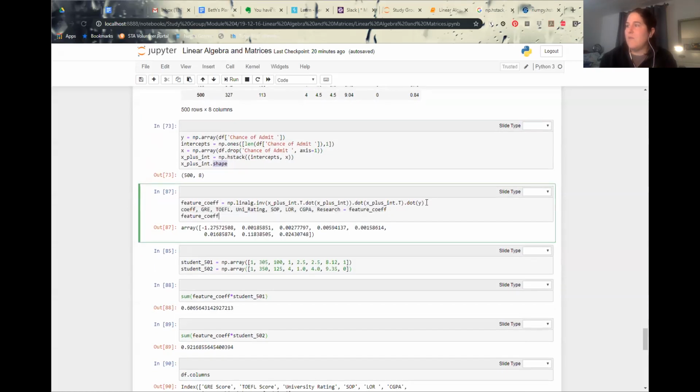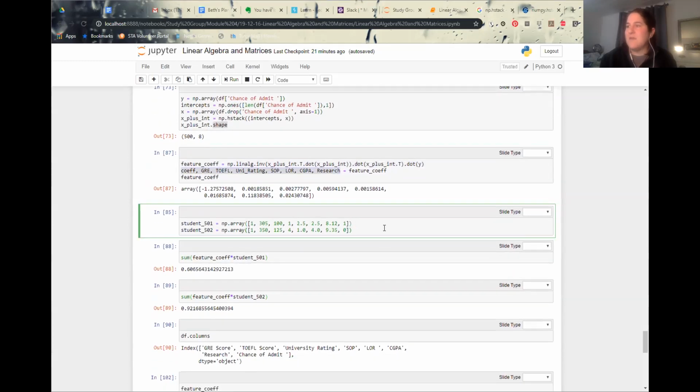Then here we ran our linear regression function that did all the inverses and fitted the matrices the way that we wanted them to look. And we passed that in as feature coefficients. And then these individual values in that feature coefficients are going to be equal to these. So if we wanted to call on any of the features individually, we could do that. Then next we passed in our student 501 and our student 502 as a NumPy array.